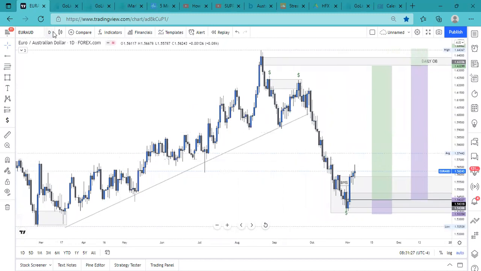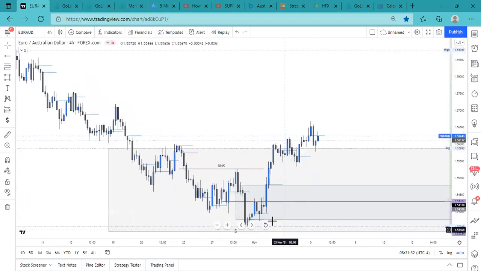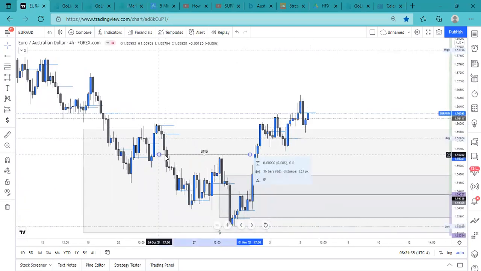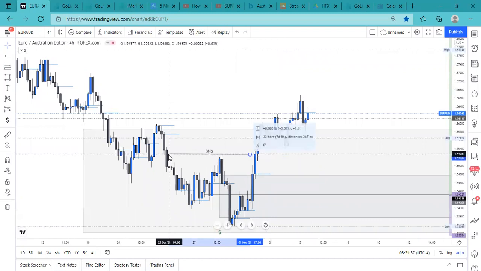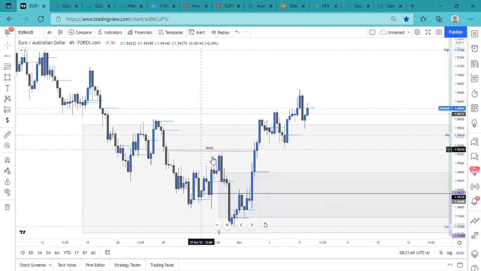So I'll go to the 4 hour. On the 4 hour, we have our break of structure, and this is the high that was broken. So I'm expecting a retracement into that zone.